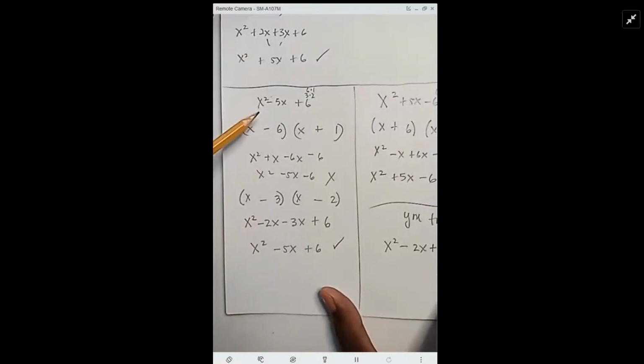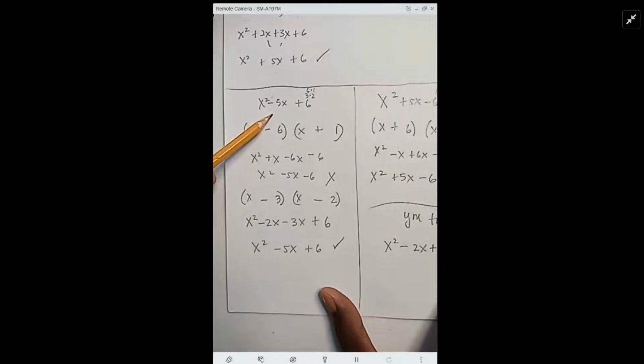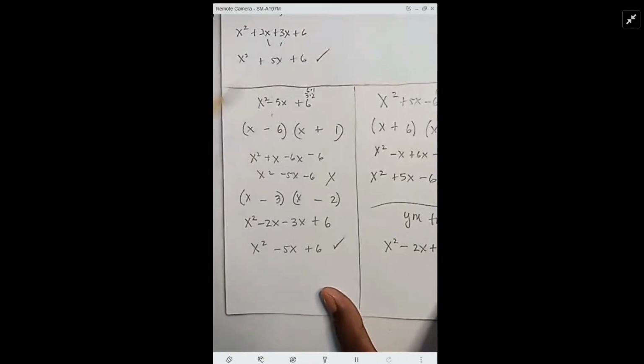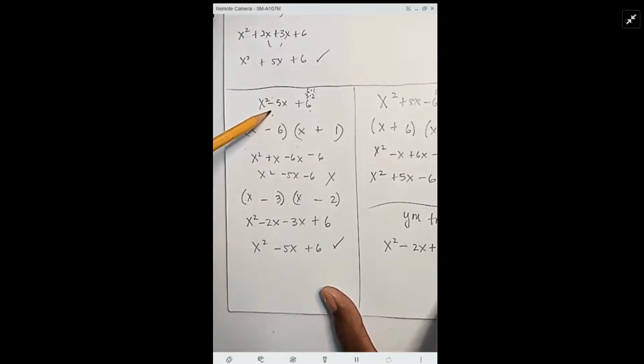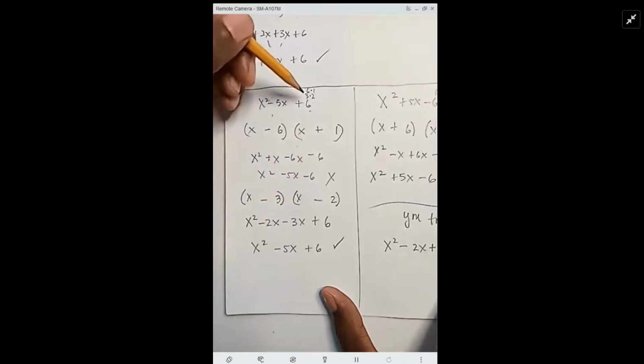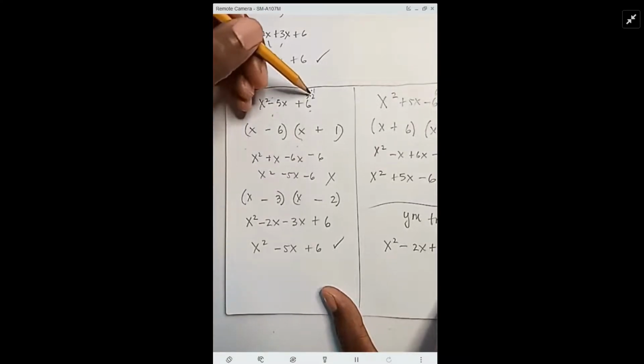This time, same problem, but we see we have a negative 5x here. So same thing: two sets of parentheses. Because I have x squared, place my x's in. Break this guy down. What multiplies to be this and adds to be that? I have a negative 5 here. So I already know I can go a negative 3 and a negative 2. That'll give me a negative 5.